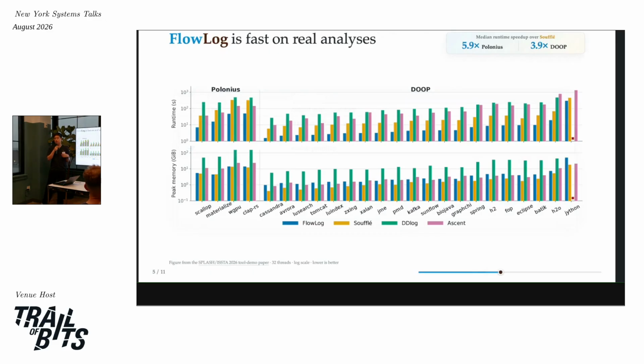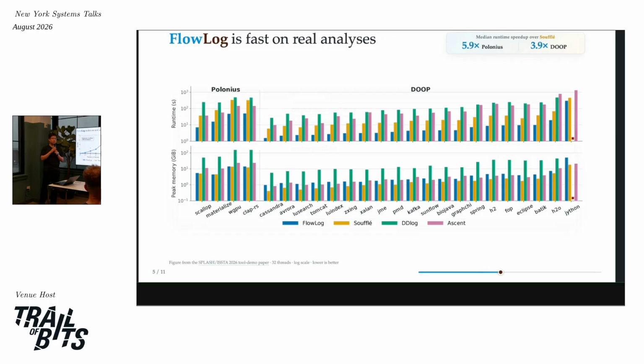The other is Doop, which I mentioned before. When running these two workloads, the x-axis shows the input workloads, such as Scalable, WGPU or Clap-rs, and it's the same for Doop. The top figure is about running time, and the bottom figure is about peak memory. It's maybe too small, so let's just state the conclusion. Among all 24 workloads, Flowlog is fastest. The median runtime compared with Soufflé is 4.9 times faster on Polonius and 3.9 times faster on Doop.